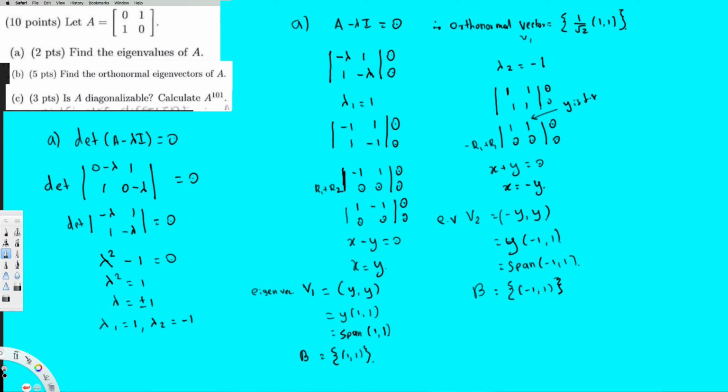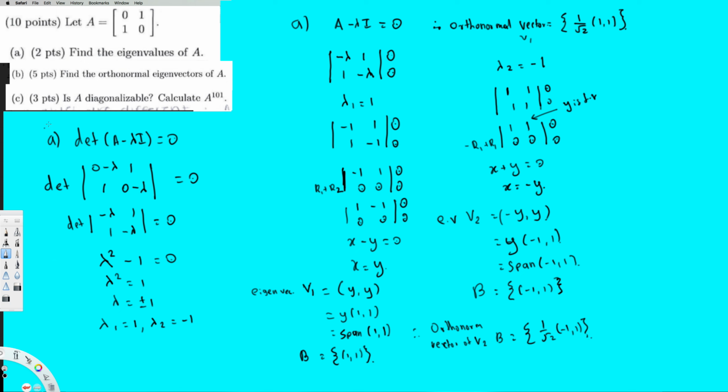To find the orthonormal, I have to divide this one by its magnitude. The magnitude is going to be the square root of minus 1 squared plus 1 squared. So it's going to be square root of 2. We have to divide this one by that to find the orthonormal. So let's do the orthonormal. Therefore, orthonormal vector of v2 is equal to basis of 1 over root 2 times minus 1 1. So this is the orthonormal.